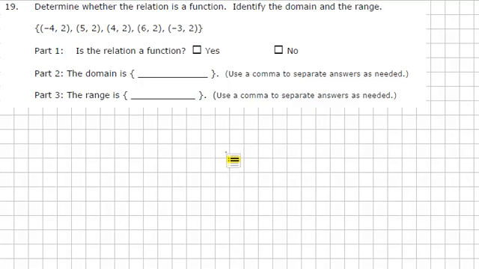Determine whether the relation is a function. Identify the domain and the range. Let's make sure that we first of all understand what the problem is asking for.